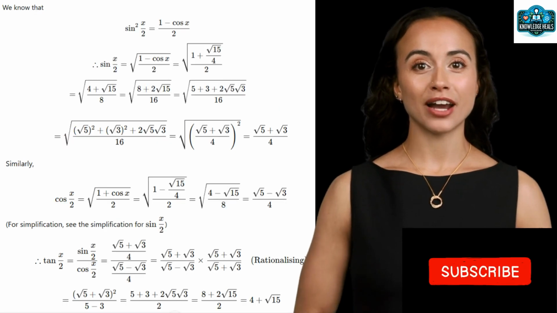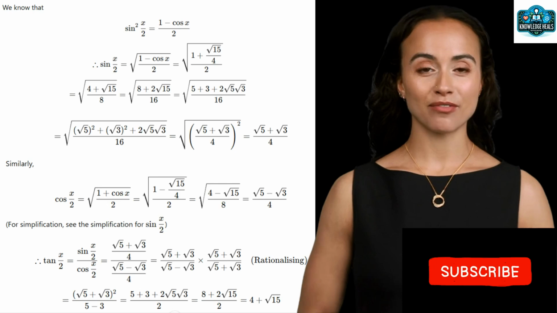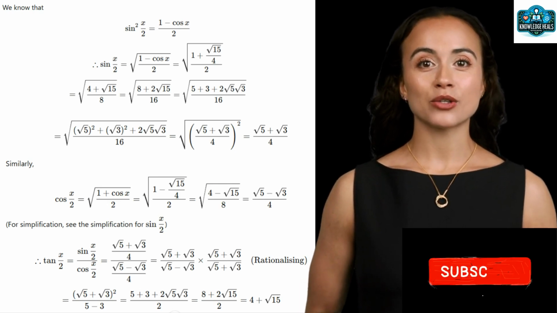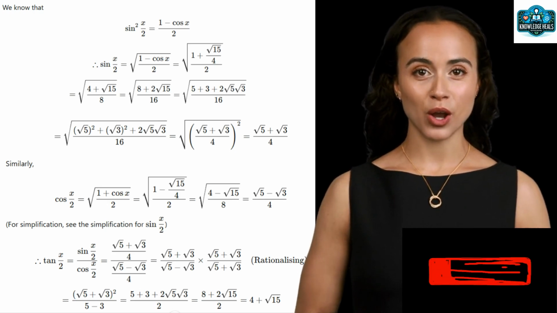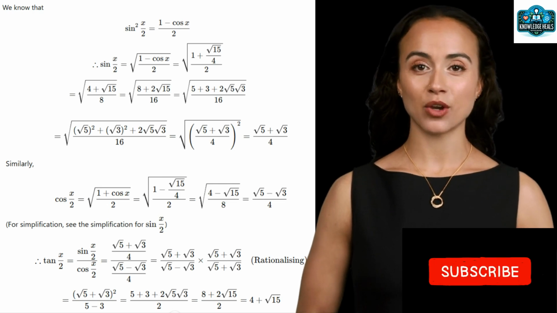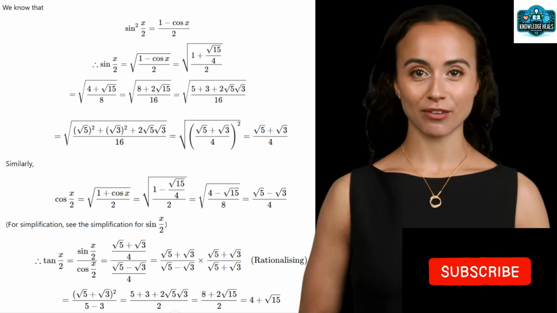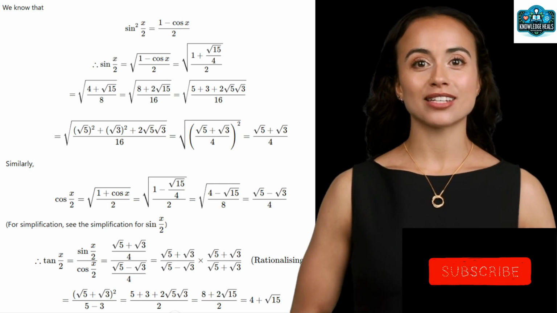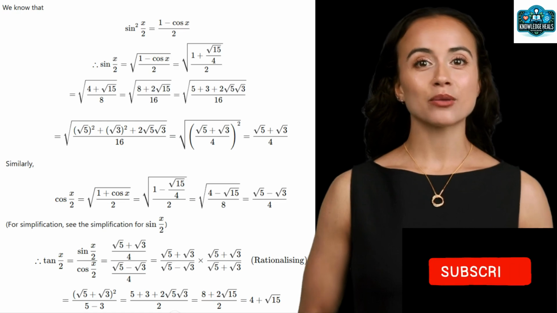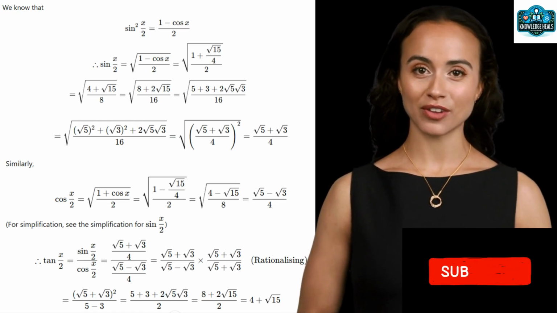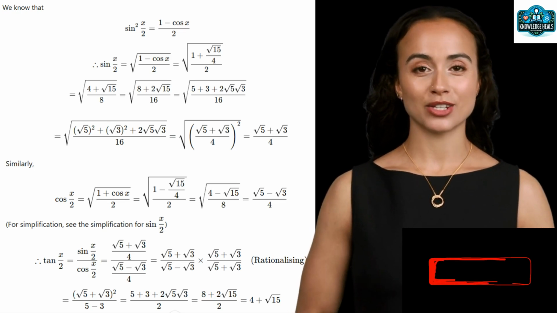Now we will substitute the value of cos x in the equation sin square x by 2. And as we further simplify the equation, we get the value of sin x by 2 as root 5 plus root 3 by 4. Now we will find the value of cos x by 2 by substituting the value of cos x in the equation. We get cos x by 2 is equal to root 5 minus root 3 by 4. Now we will substitute the values of sin x by 2 and cos x by 2 in the equation of tan x by 2. We get the value of tan x by 2 is 4 plus root 15. Hence, we get the values of sin x by 2, cos x by 2, and tan x by 2.